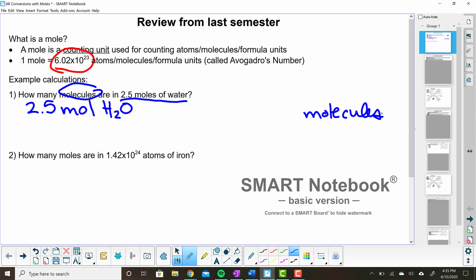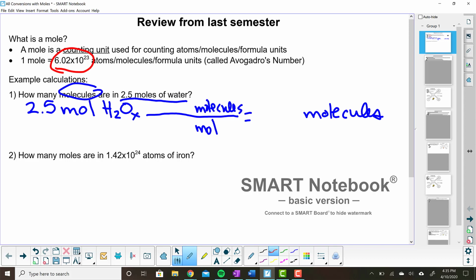Now, how do I get from moles to molecules? Well, we know that if I want to cancel out of the unit of moles, I have to write that on the bottom. It only cancels if I write moles on the bottom. Then I write the unit that I'm going to on the top, which would be molecules. There is no abbreviation for molecules. You have to write molecules out completely. Okay. Then I just need to fill in my conversion factor.